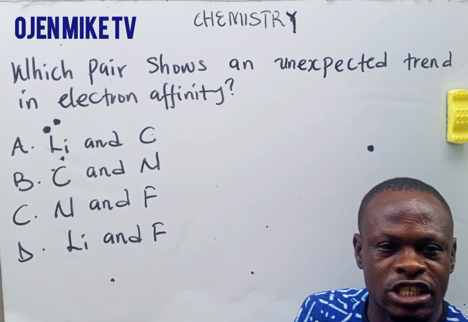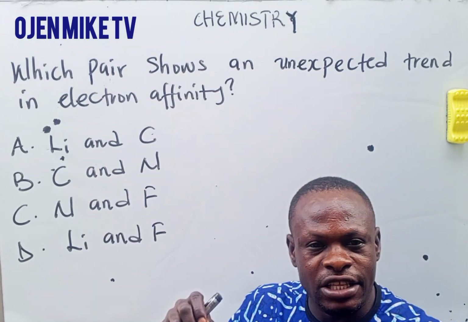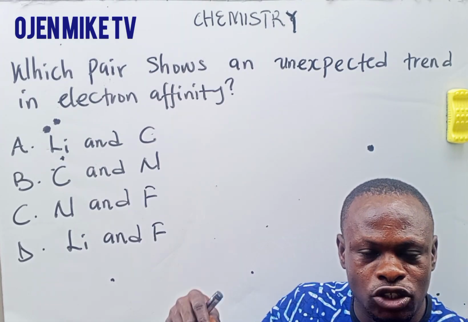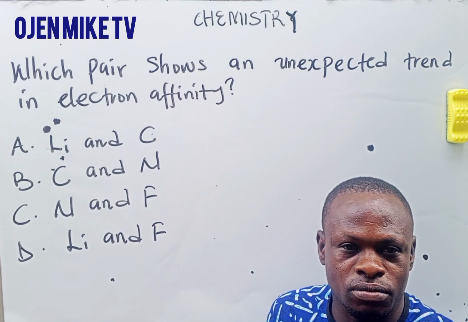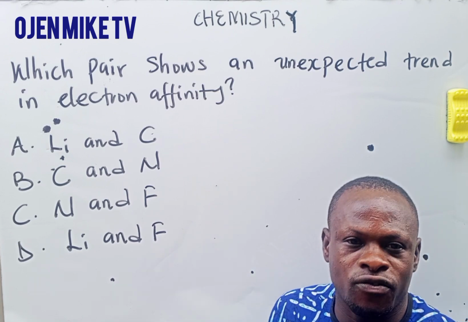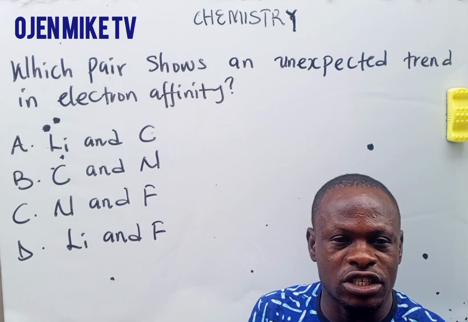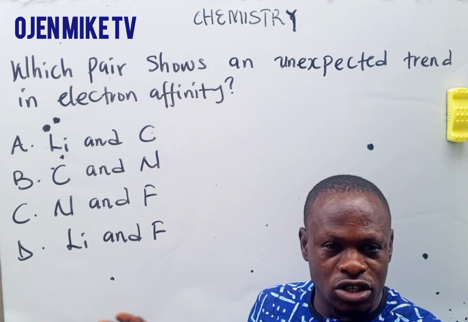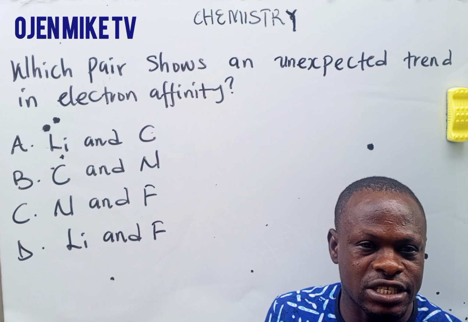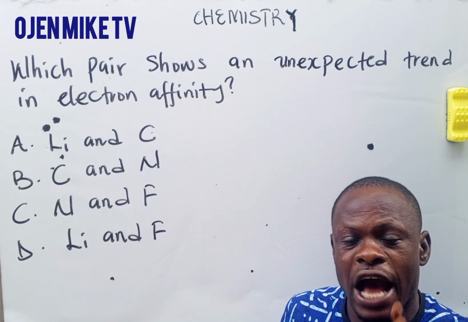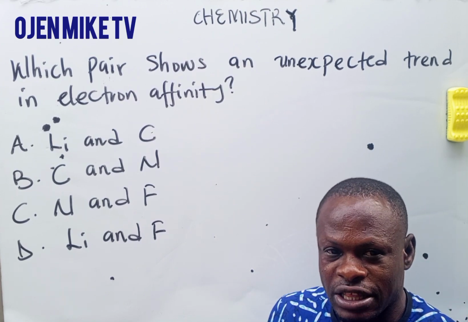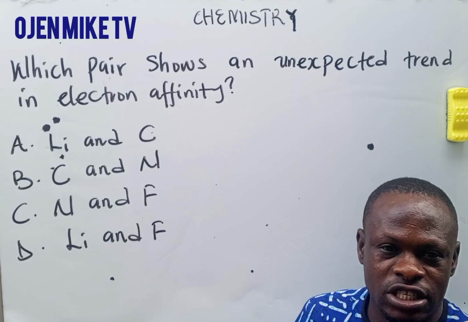Electron affinity is simply the energy that is released when an electron is added to a gaseous atom. It is the opposite of ionization energy. Now, electron affinity increases across the period and decreases down the group. But there are some exceptions to it. That is why this question is like this.